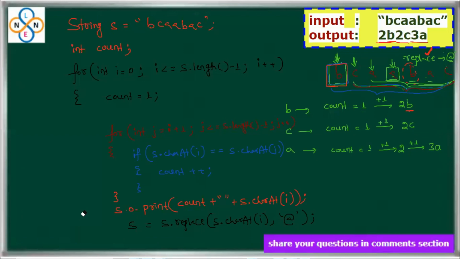So all of this is inside the outermost for loop. That is the complete code for our expected output. So that's it. I hope it is clear. We will also cross check by executing.